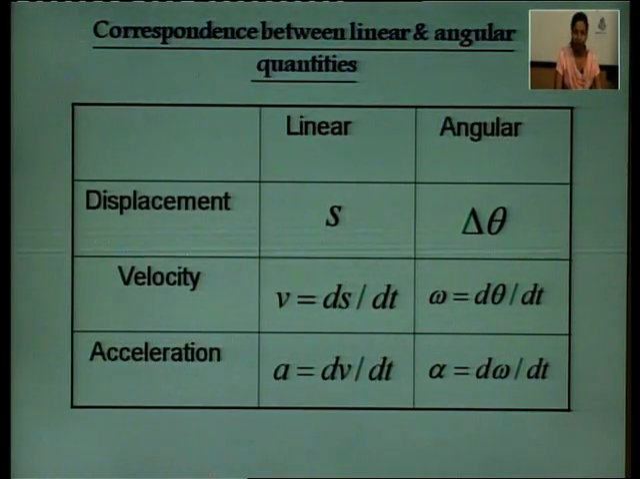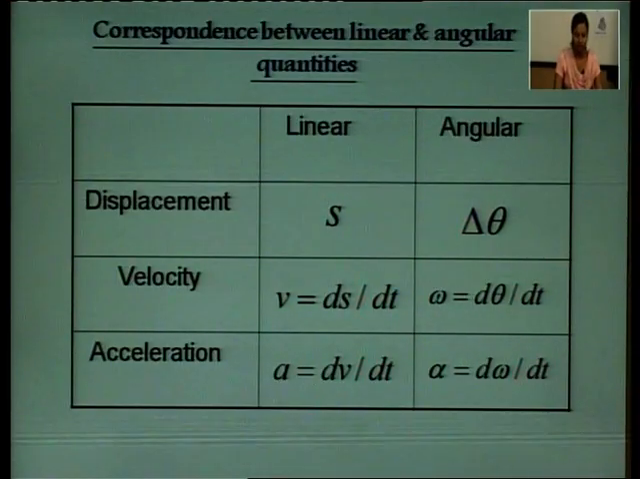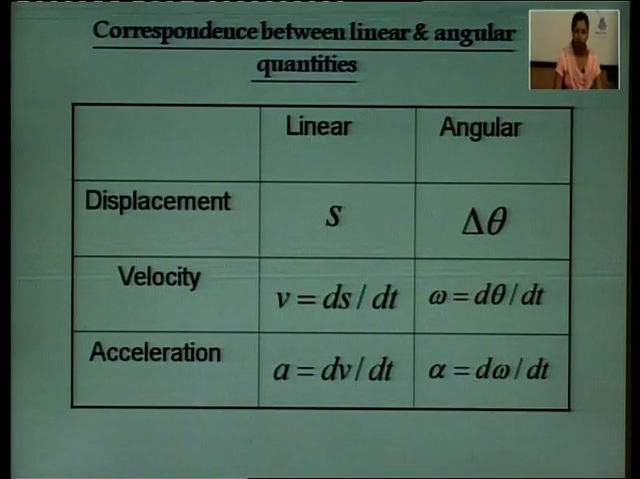So, this is the correspondence between linear and angular quantities. Displacement in linear motion is denoted by s, while displacement in rotational or circular motion is denoted by delta theta. Velocity is the change of displacement with respect to time. Similarly, angular velocity is the change of angular displacement or angle with respect to time. Acceleration is the rate of change of velocity with respect to time. Similarly, angular acceleration is the rate of change of angular velocity with respect to time.